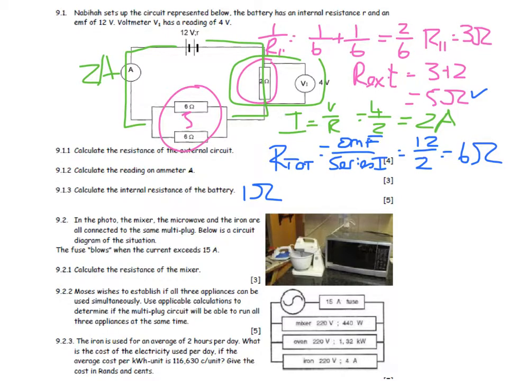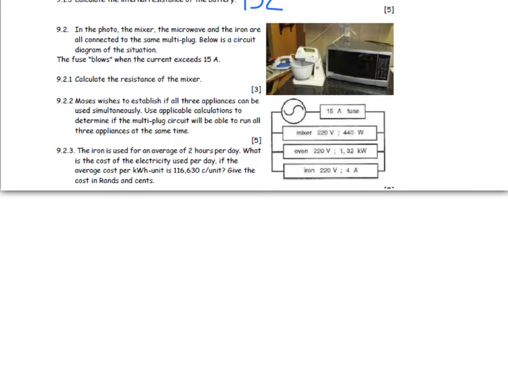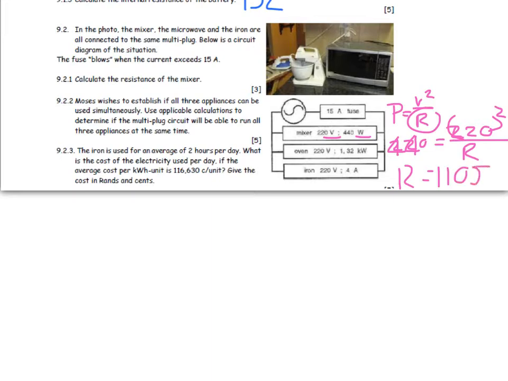In the photo, the mixer and the microwave and the iron are connected to the same multiplug. Below is the circuit diagram of them, and we can work out the current in each. Calculate the resistance of the mixer. So looking at just the mixer, power is equal to V squared over R. I choose that equation because I've got power and potential difference, and I'm looking for resistance. So 440 is equal to 220 squared divided by R, and R turns out to be equal to 110 ohms.